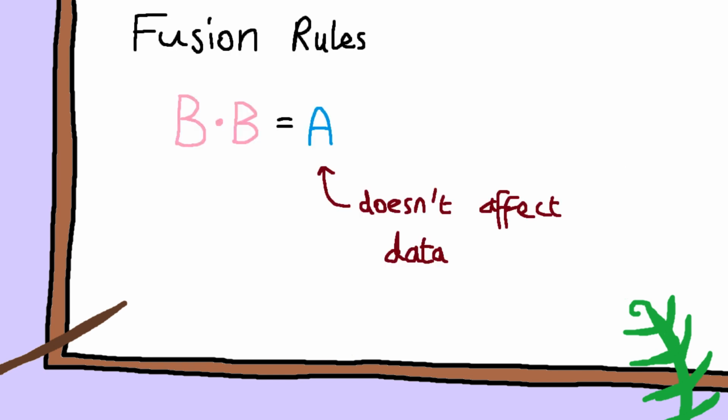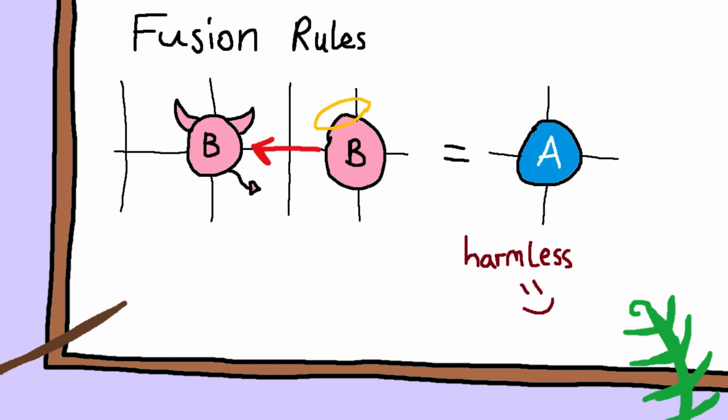If we get a stray B anyon, we can use the fact that B and B fuses to an A to return it to an A anyon. As we mentioned before, A anyons can't affect data, so these are safe. Therefore, we just need to create a new B anyon and put it on top of the error B anyon, and we fuse them into an A anyon, and that's corrected our error.